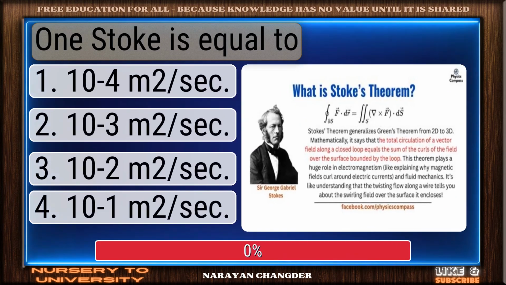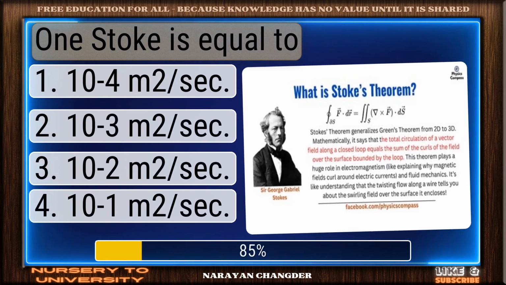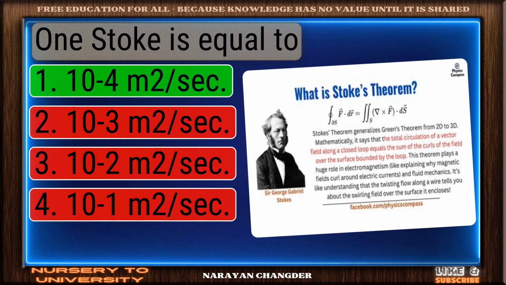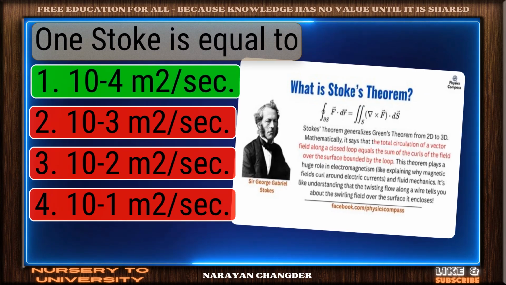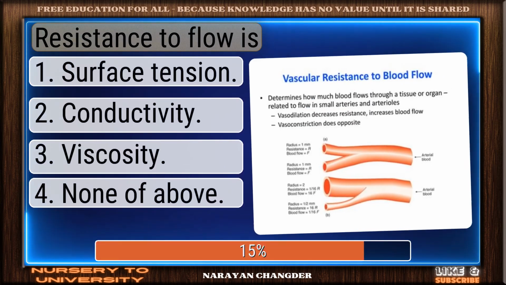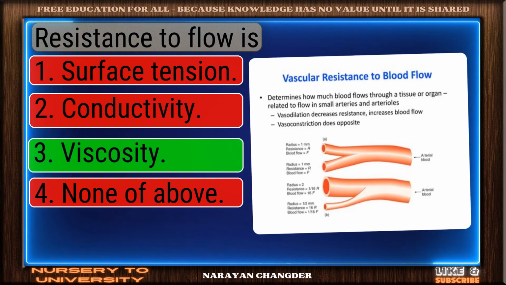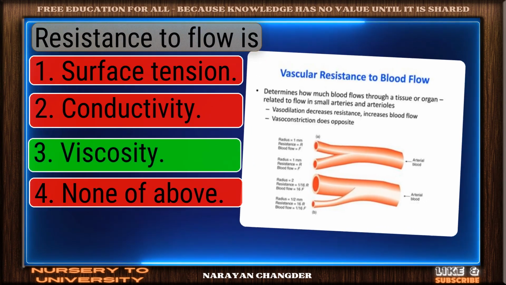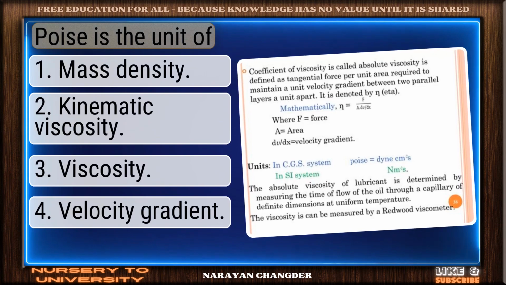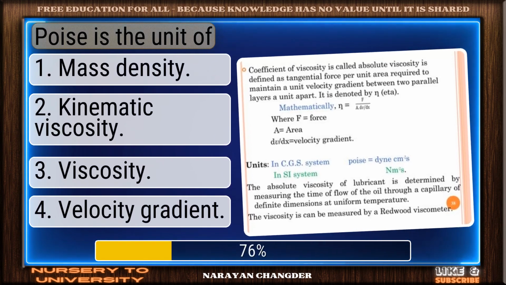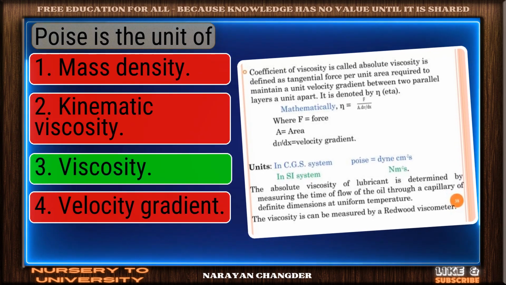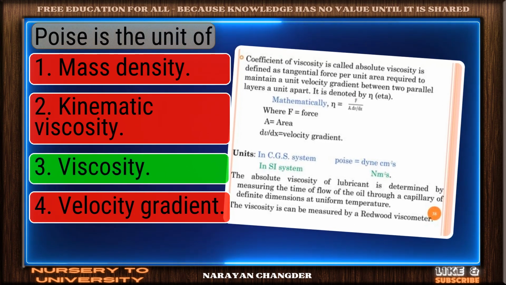1 stokes is equal to... Well done. 10^-4 m^2/s is the right choice. Resistance to flow is... Excellent choice. Viscosity is the right answer. Poise is the unit of... You're right. Viscosity is the correct answer.